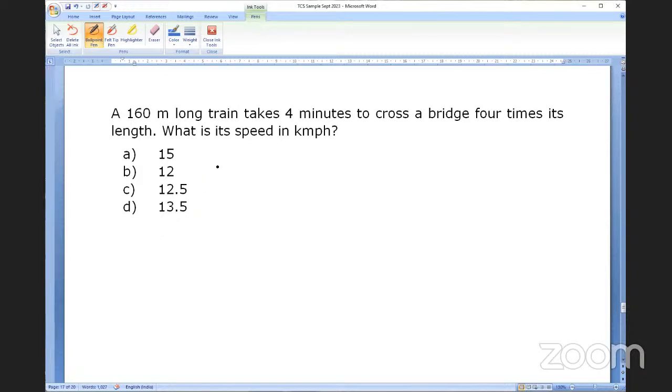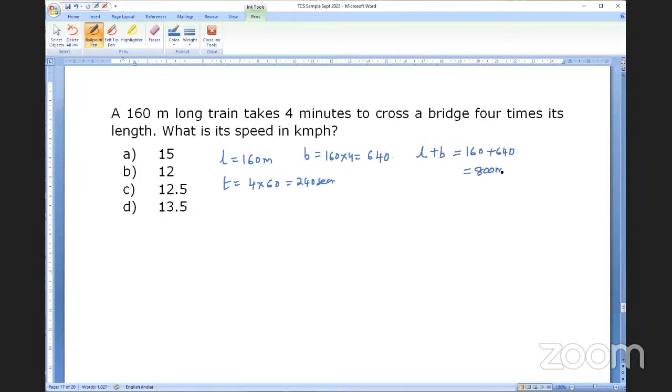A 160-meter long train takes 4 minutes. 4 minutes means 4 into 60, 240 seconds. It's easy for us to calculate in MPS. To cross a bridge, 4 times its length. So the bridge length is 160 into 4, that is 640. Now we know that when a train is crossing a bridge, the total distance traveled by the train will be its own length and the length of the bridge, isn't it? So it is 160 plus 640, that is 800 meters. Now this train is traveling 800 meters in 240 seconds.